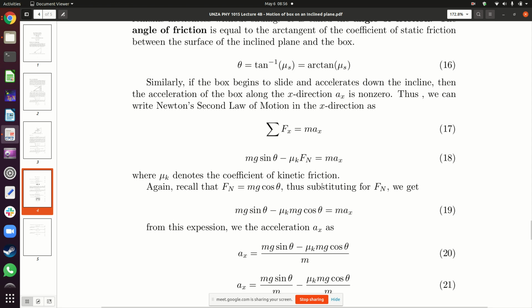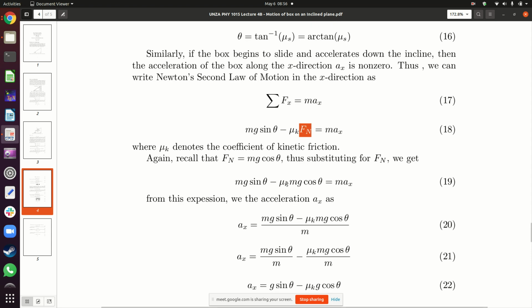We have this expression for Fn. When you substitute it, you end up having mg sin theta minus mu k mg cos theta equals ma.